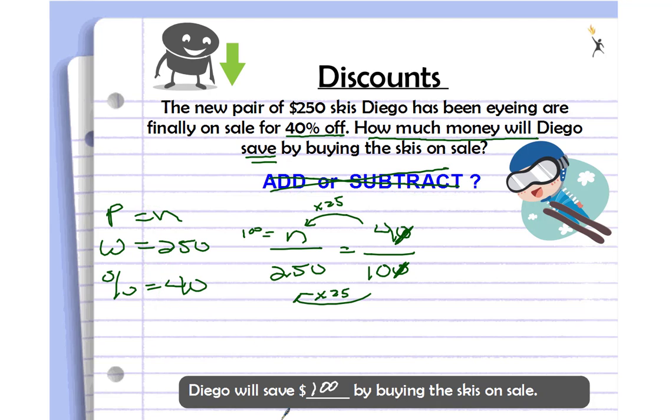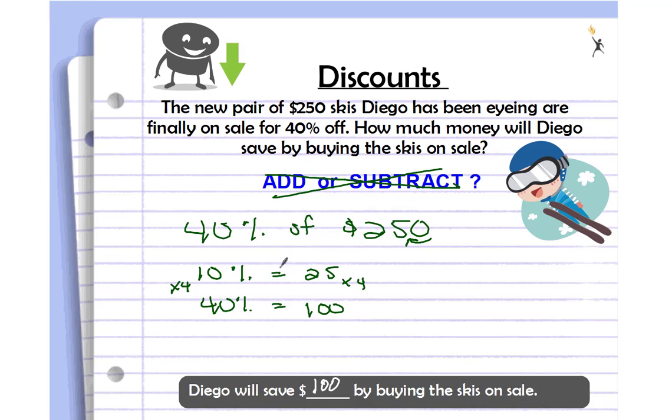Alright, did you find that Diego will save $100 by buying the skis on sale at 40% off? If you did, great job. Move on to the next problem. If not, and you used the percent proportion, take a look here at my work. See if you can find your mistake. If you have questions, please ask your teacher.